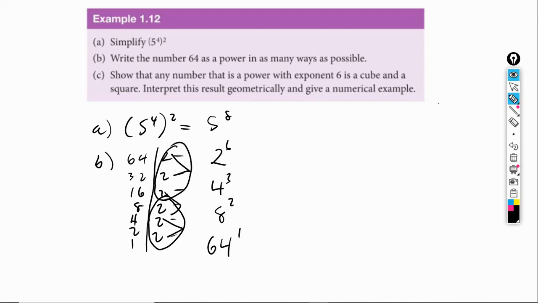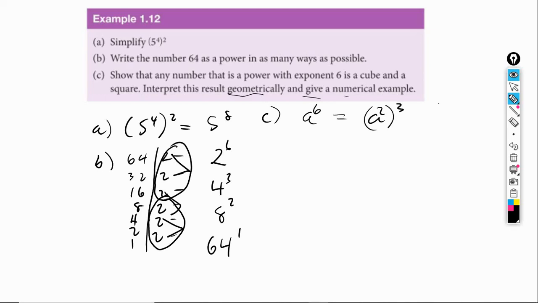Okay, so now for part C, they're asking us to show that any number that is a power with exponent 6 is a cube and a square. Interpret this result geometrically and give a numerical example. Okay, so what does this mean? What this means is that if you have any number, let's say a number a to the power of 6, it can be either a cube or a square. Well, this is easy to see because this is the same as saying a squared to the power of 3. So this is a cube.